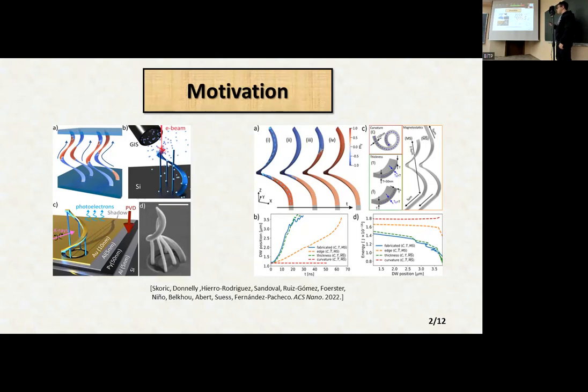However, recently it was shown that in curved ferromagnetic nanowires, curvature gradient can create an alternative geometric internal driving force through a Dzyaloshinskii-Moriya interaction.